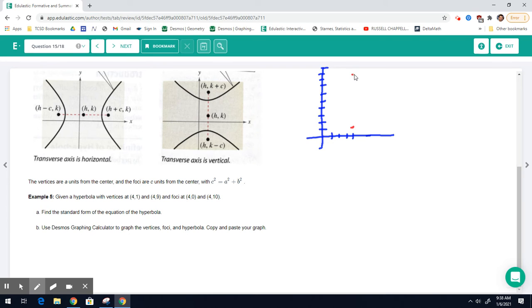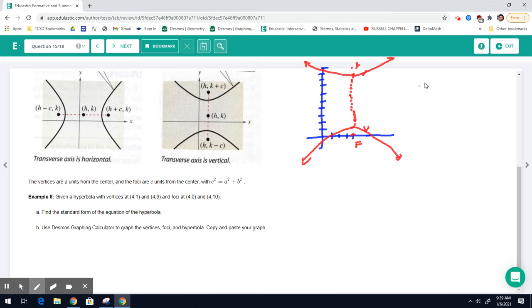These are the vertices. So that's a vertex, that's a vertex. Foci are at 4, 0, and 4, 10. So what this means is your hyperbola is going to look something like this, right? It's going to open up like that, and it's going to open up like that. So this means that the transverse axis is vertical, which means the y comes first.